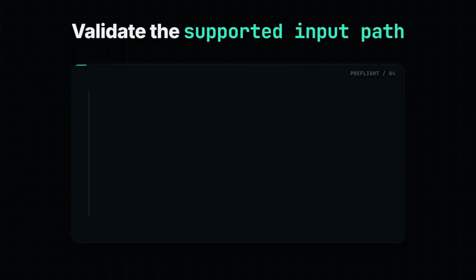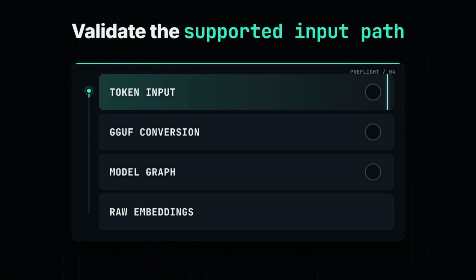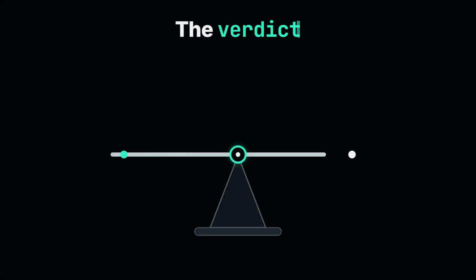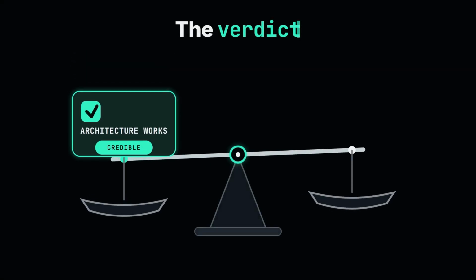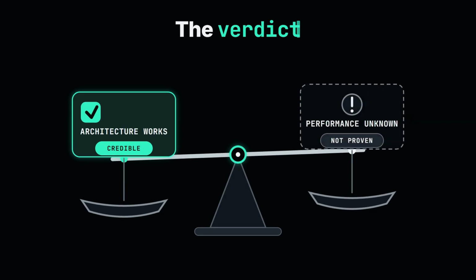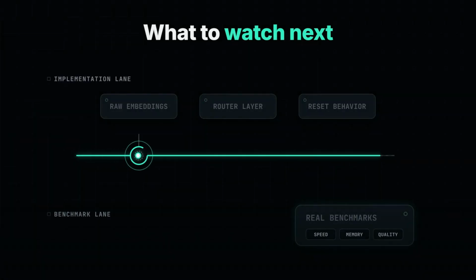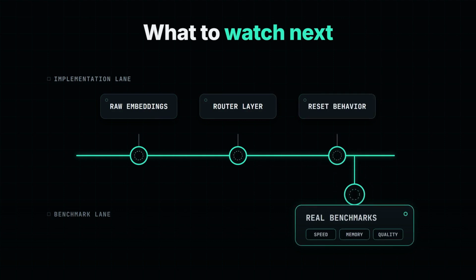Plan around token inputs, verified GGUF conversion, and the model-specific graph. Raw embedding support remains explicitly unfinished. Granite-Switch support is a credible architecture milestone, not yet evidence that adapter switching improves everyday local AI performance. Watch for raw embedding support, a safer router layer integration, reset behavior, and real speed, memory, and quality measurements.